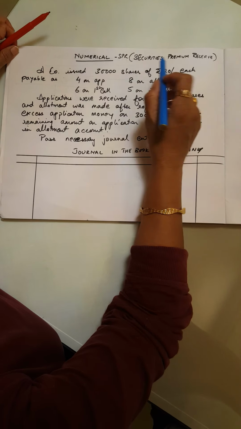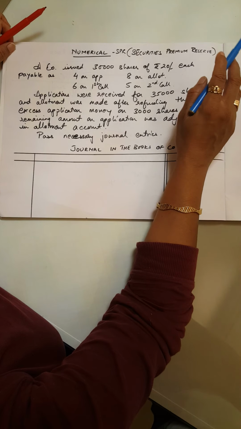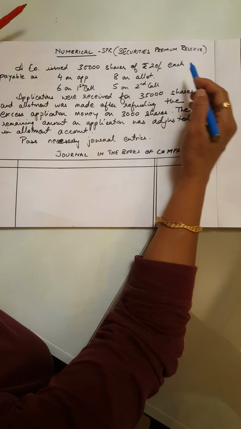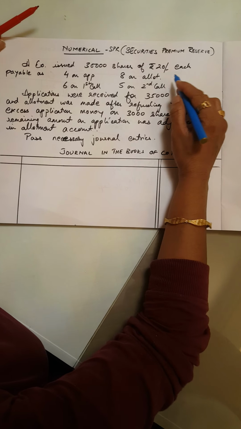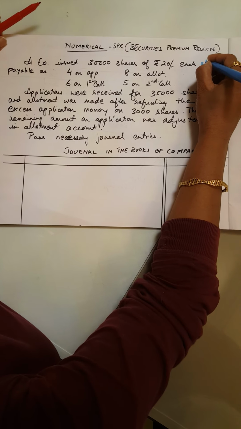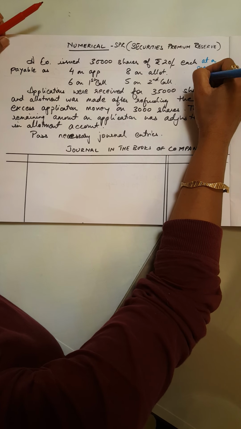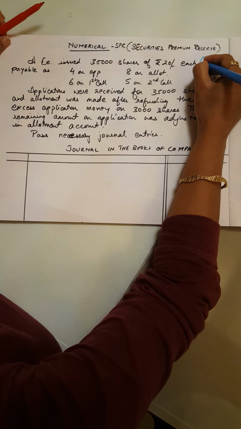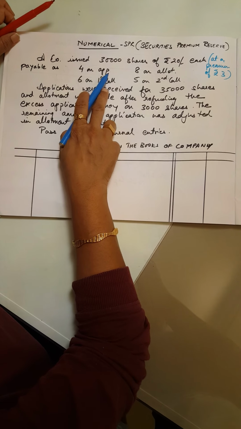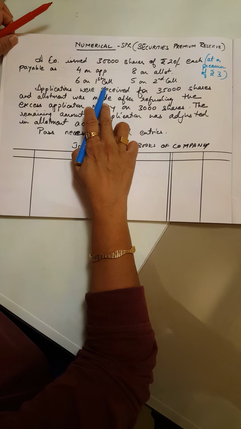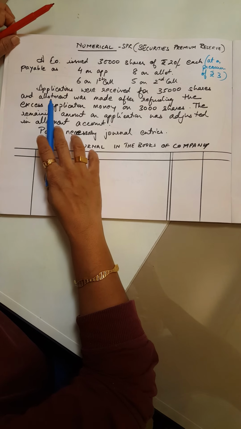Today we will do a numerical on securities premium reserve treatment. Here we have a question. A company issued 30,000 shares of rupees 20 each at a premium of rupees 3, payable as 4 on application, 8 on allotment, 6 on first call, 5 on second call.